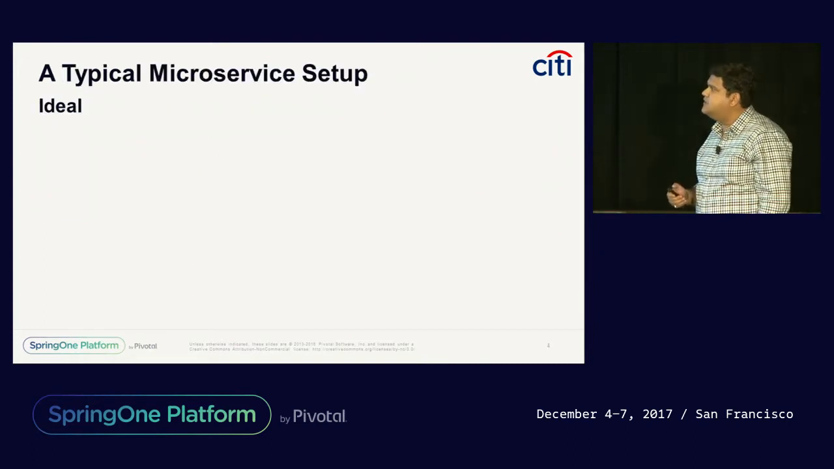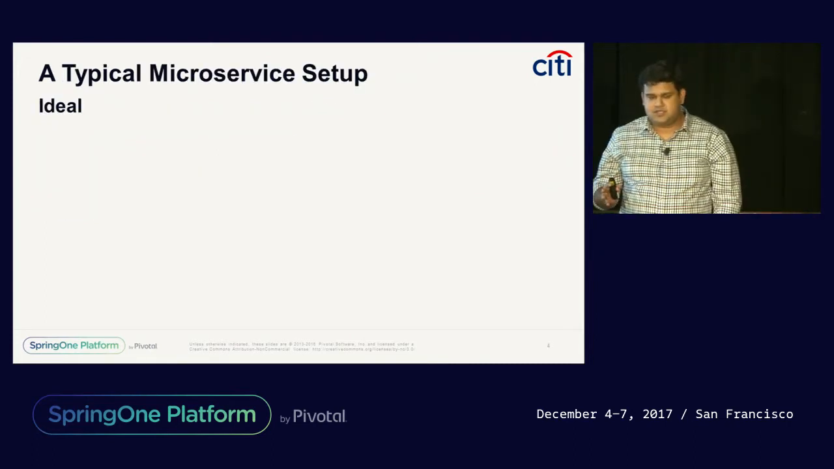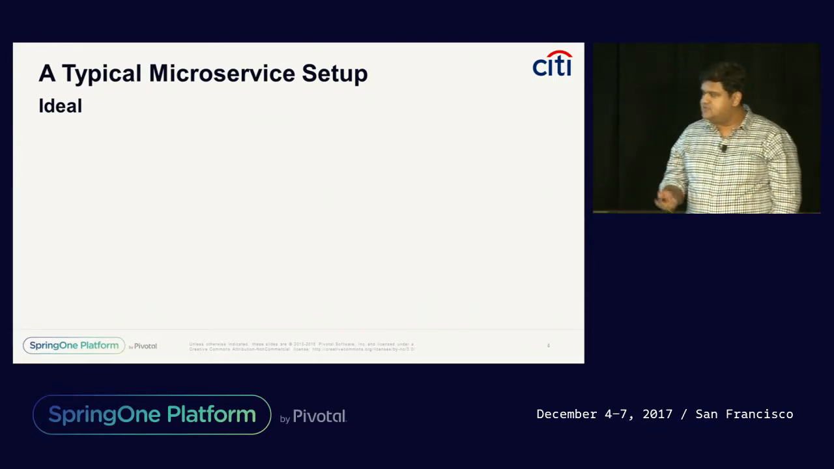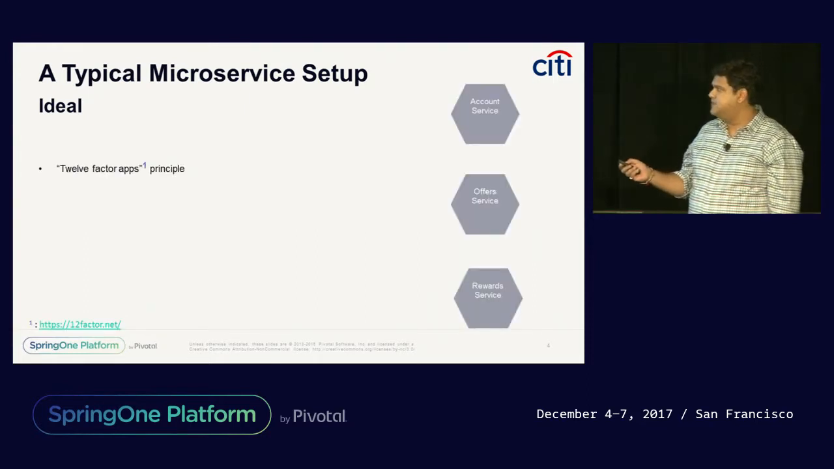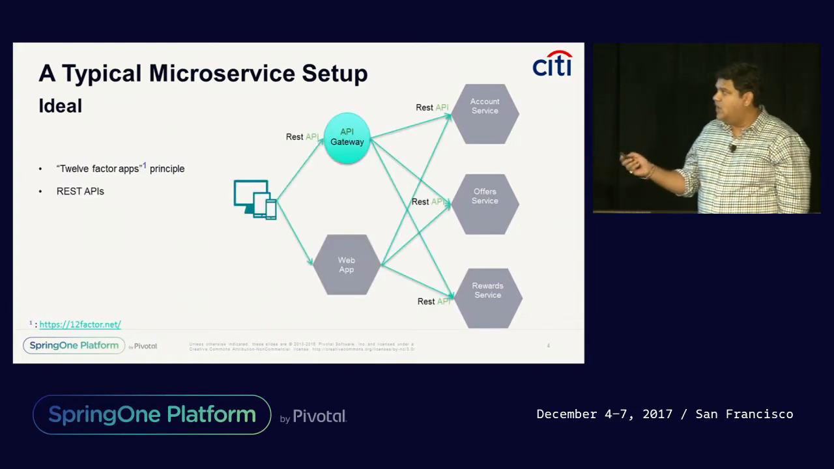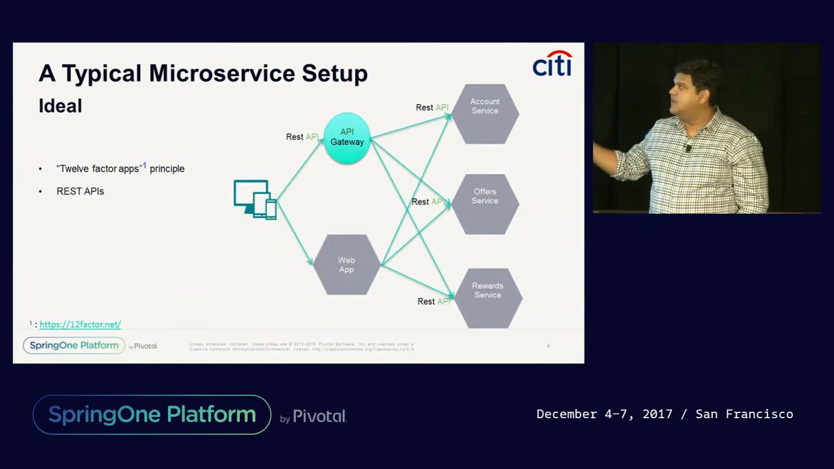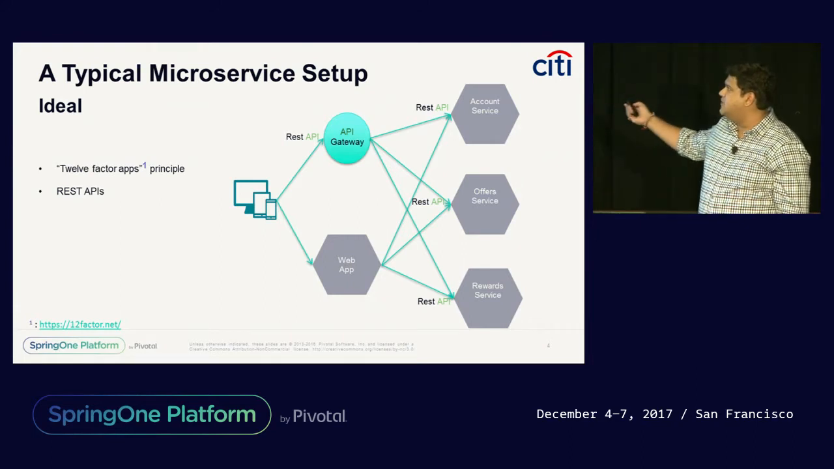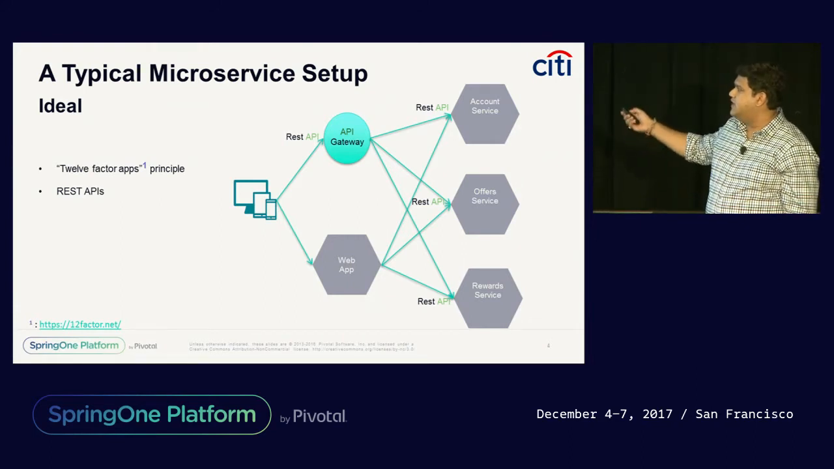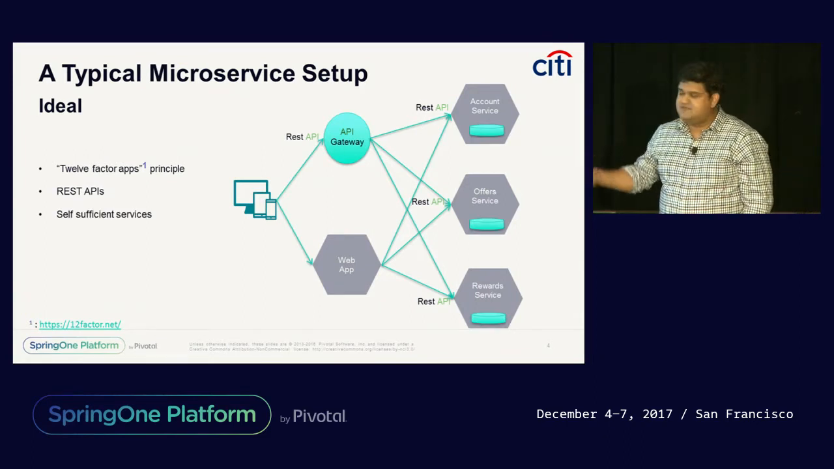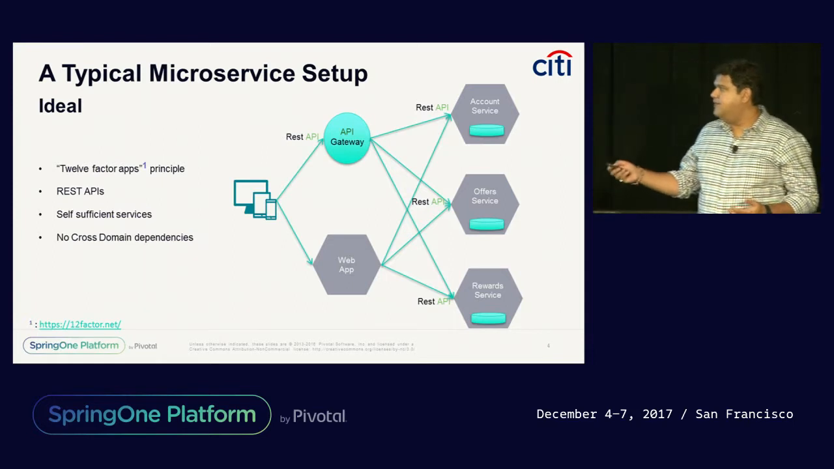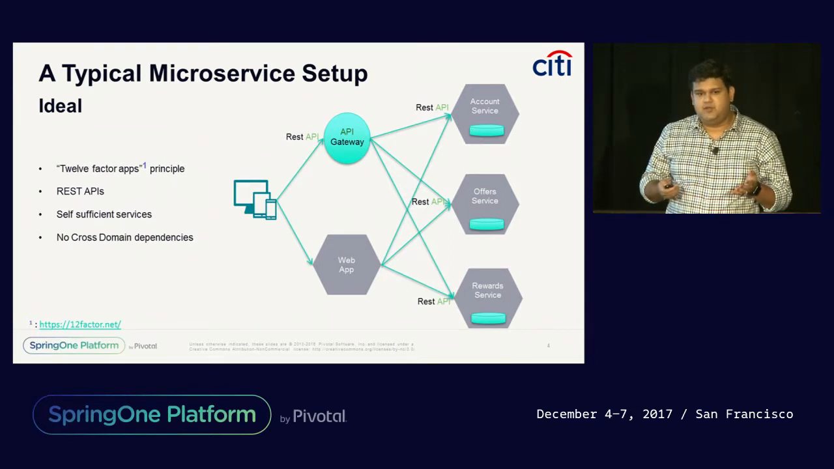First thing first, what does a typical microservice setup look like? An ideal setup for a microservice architecture should have services which are built on 12-factor apps principle. They should be all interfaced via REST APIs. So like if you can see in this picture, my digital applications are interfacing my bounded context services via REST APIs. They should be self-sufficient services, which means they should take care of their own data. And they should be contained within a specific domain.